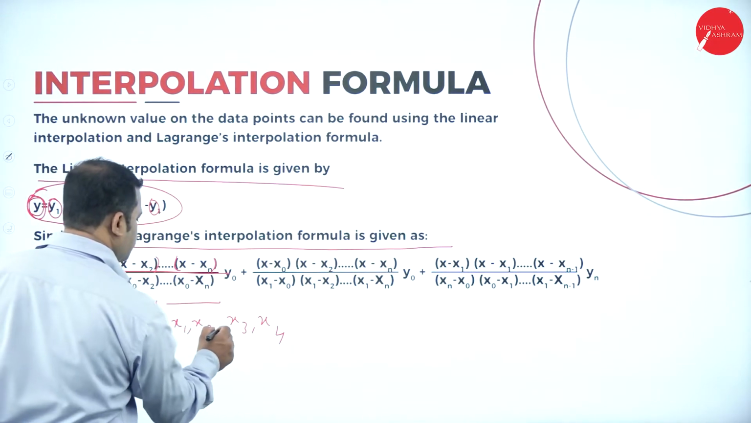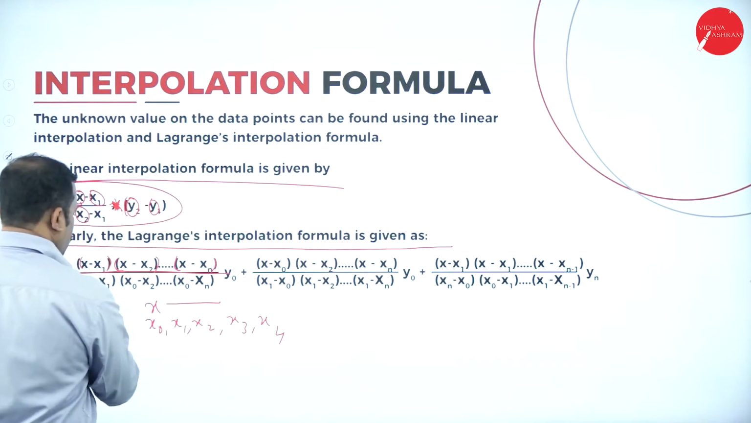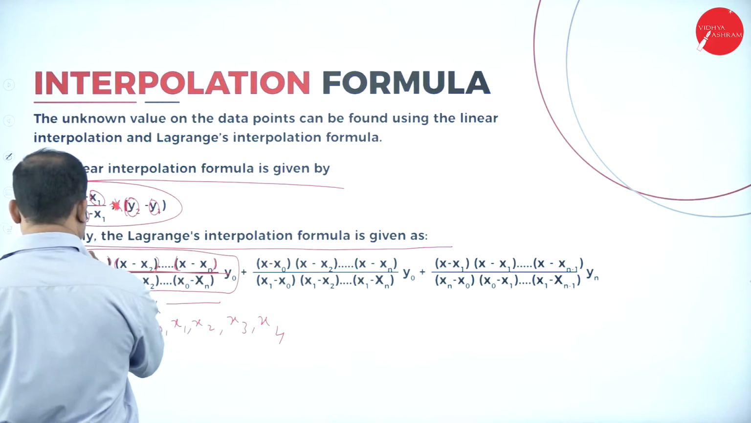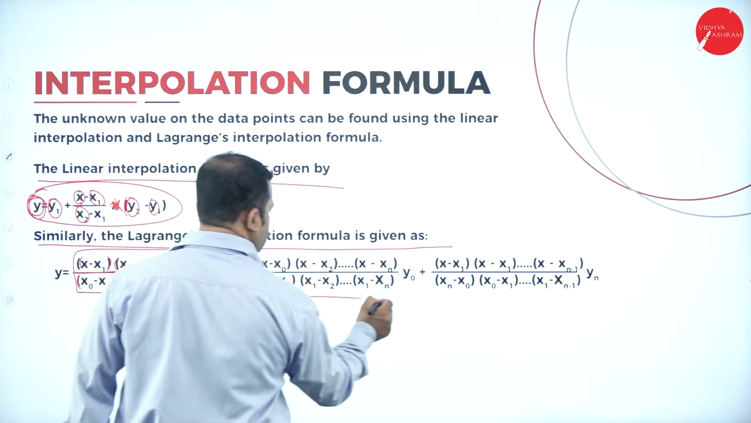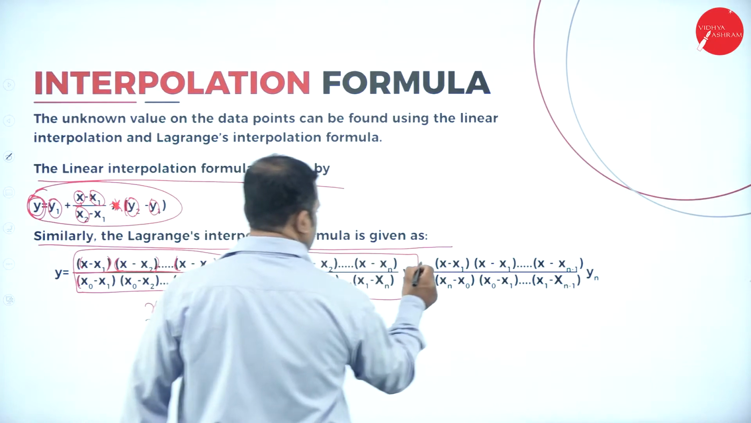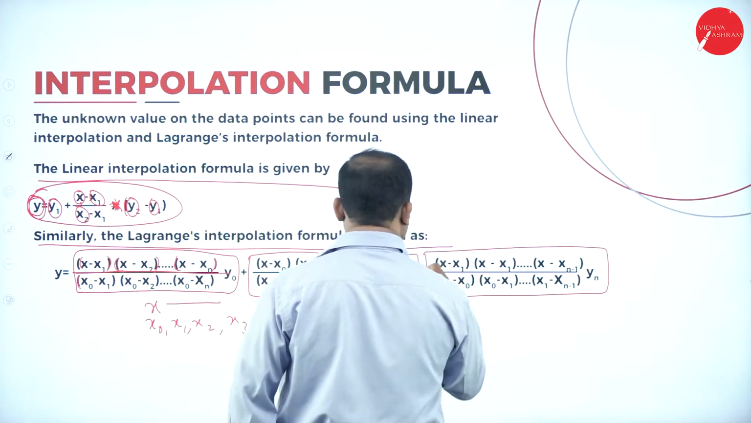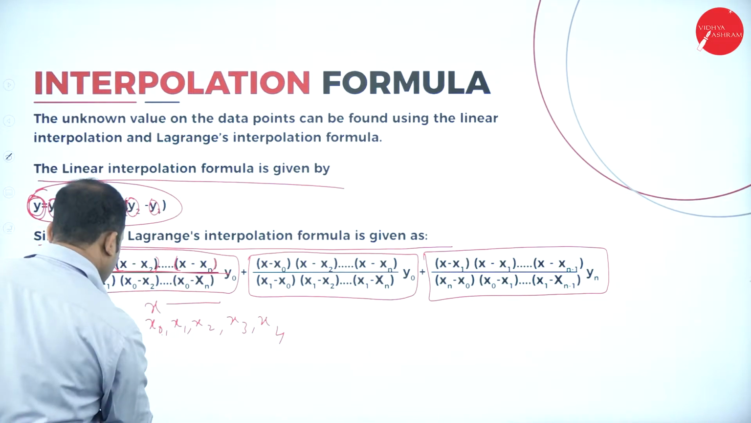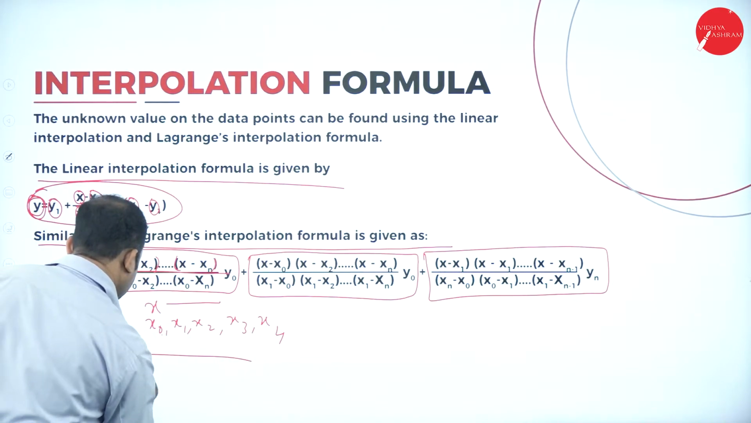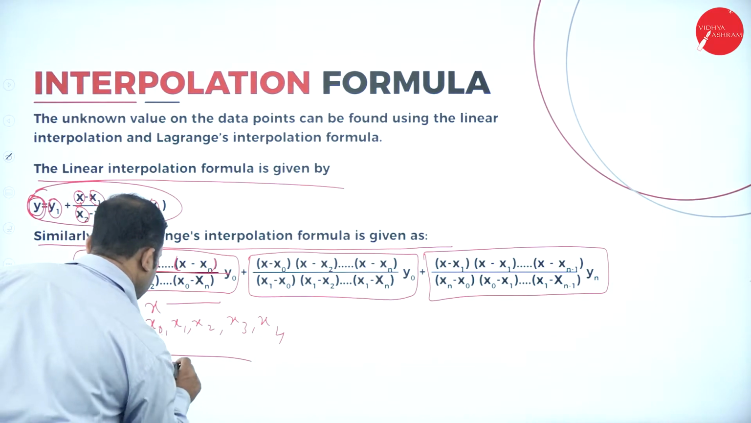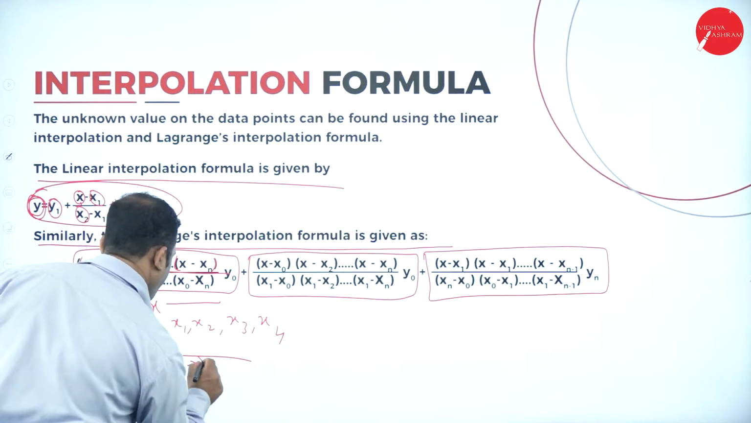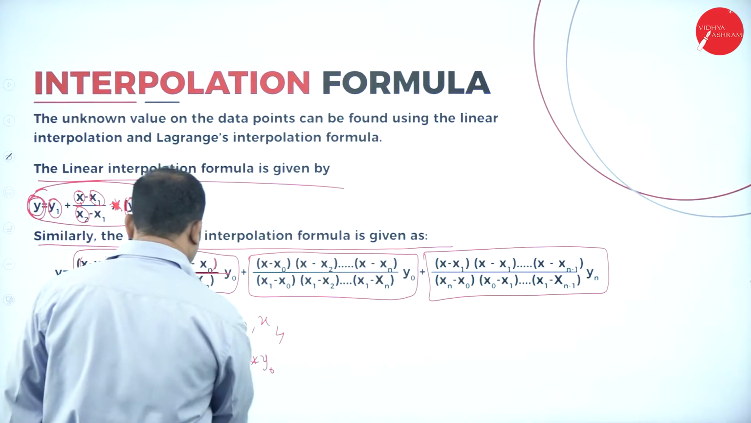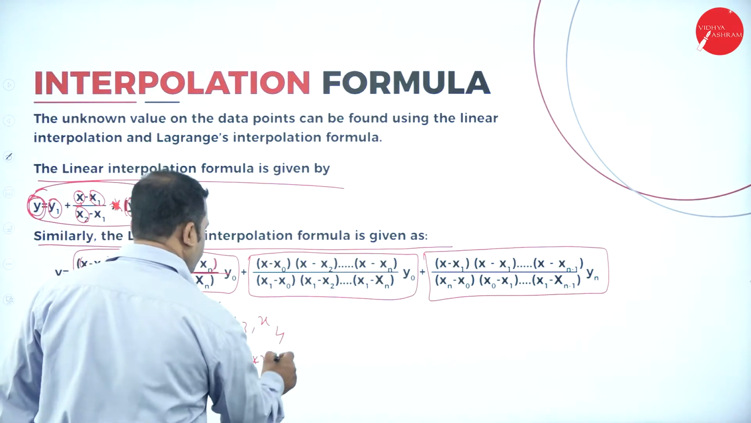Now I am using the denominator. I have the first term, this is considered as the next term, and this is considered as the next term. So the first term begins with 0. In the denominator, I have x0 minus x1, x0 minus x2, multiplied by y0. Since it is the term x0, I am multiplying it by y0.